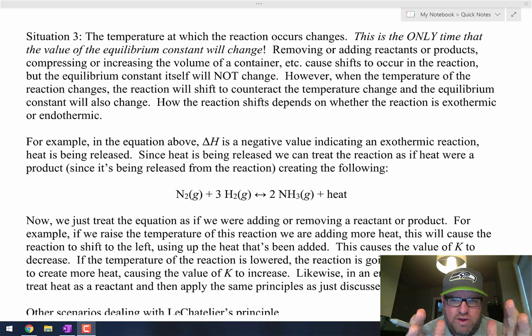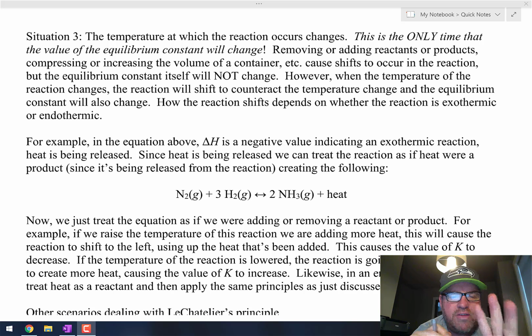If you decrease the volume, it's going to shift to the side with fewer aqueous or gaseous particles. Or if you increase the volume by adding more water or making the volume of the container bigger, it's going to shift to the side with more aqueous or gaseous particles. Now, in both of those cases, again, the equilibrium value does not change. The reaction just has to fix itself to get back to the equilibrium ratios found in the problem.